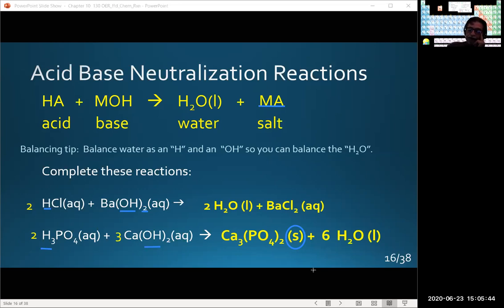Exactly. It's insoluble. All phosphates, you go to solubility rules, all phosphates are insoluble unless they are combined with lithium, sodium, potassium, and ammonium, the big 4 in number 1. Okay. And obviously calcium is not one of them, so it would be insoluble.